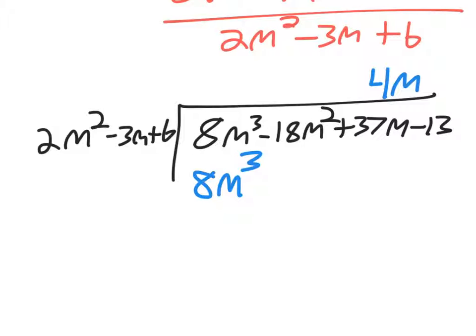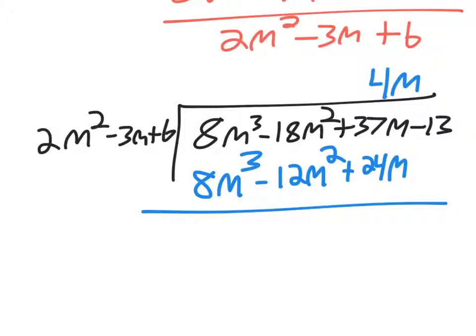After I multiply, I write it down here. And then you have to carry through and multiply everything else. So 4m times negative 3m gives you negative 12m squared. And then 4m times 6 gives you 24m. And then in order to make some terms cancel out, we have to subtract. So sometimes it's nice to write a little note. We're subtracting so we don't forget.